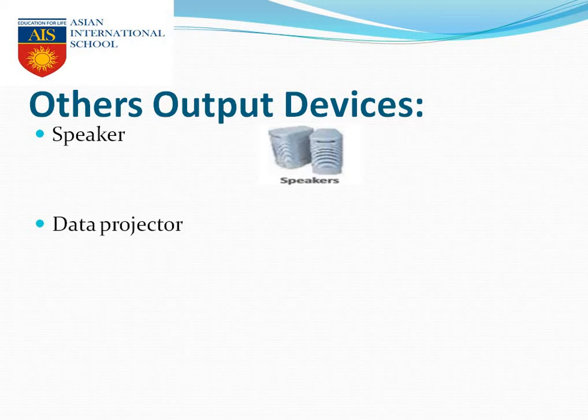Next is the data projector. We all know it is a device that projects the data display of our computers on a bigger screen. So the purpose of a data projector is to display the information on a bigger screen. So the purpose of a data projector is also displaying something. So it is also an output device.